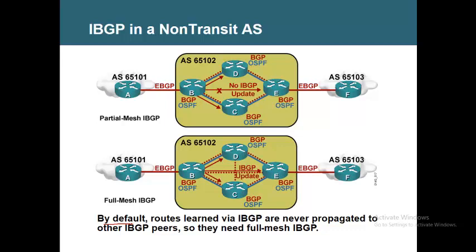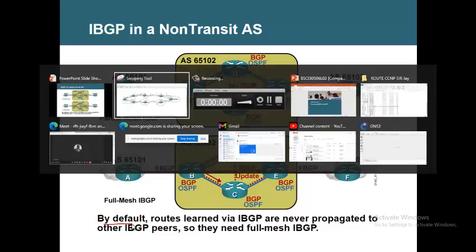The IBGP split horizon rule says the routes learned via IBGP are never propagated to other IBGP peers. For this reason, you need to have a full mesh. Now, again, I'm coming back to the same question: why, first of all, do we have this IBGP split horizon rule? For that, I would like to draw a diagram and explain.